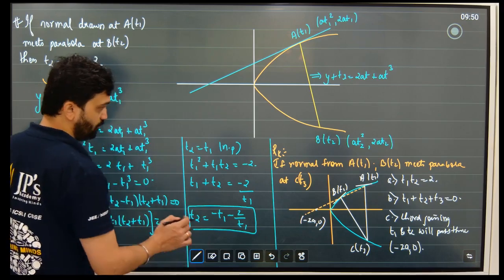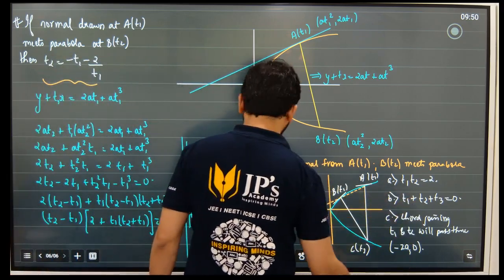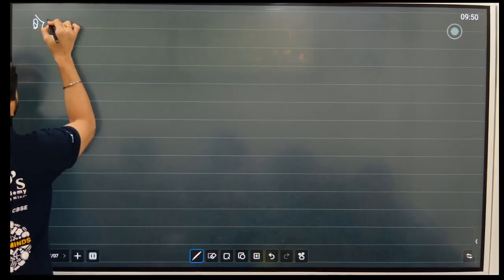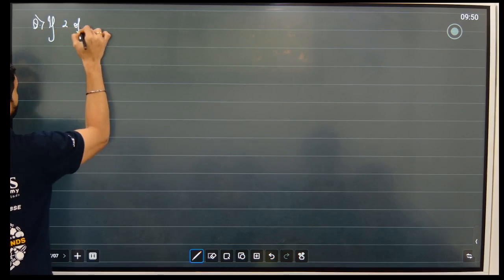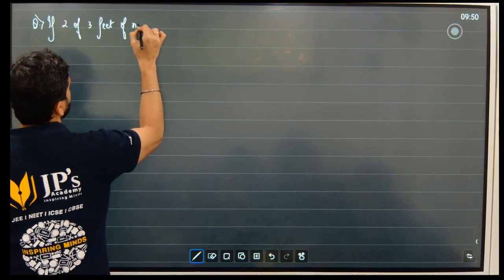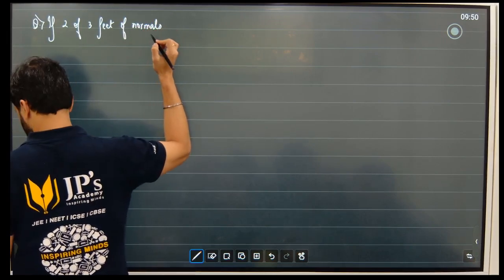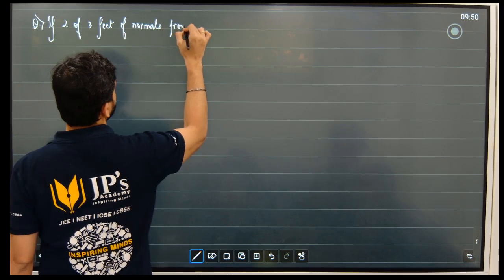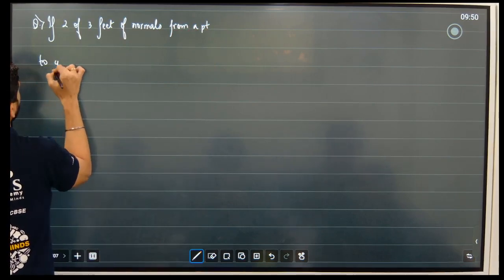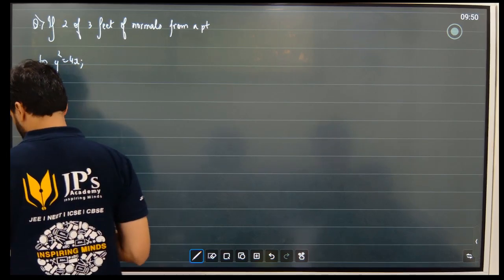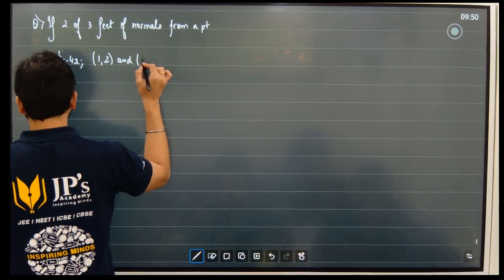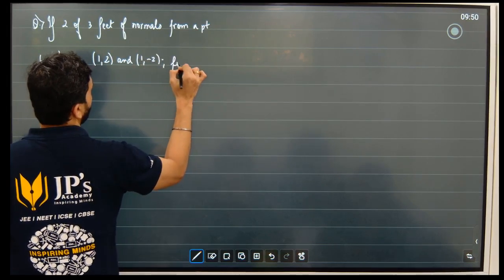Has everybody understood this? Now see, these three are very important: first part, second part, third part is very important. Now what is the basis of this? If 2 of the 3 feet of normals from a point to y square is equal to 4x are 1 comma 2 and 1 comma minus 2. Find the third foot.